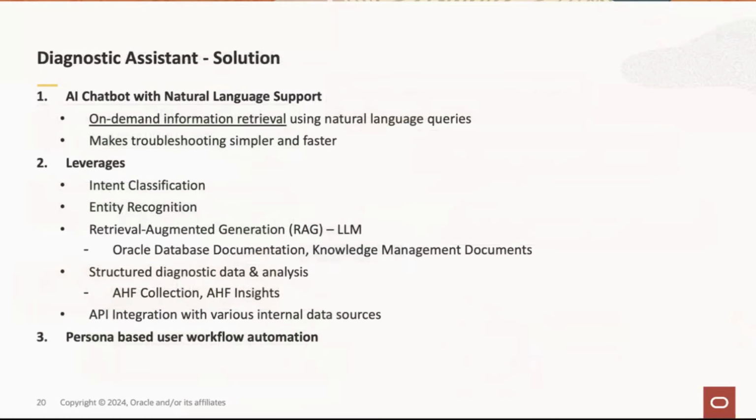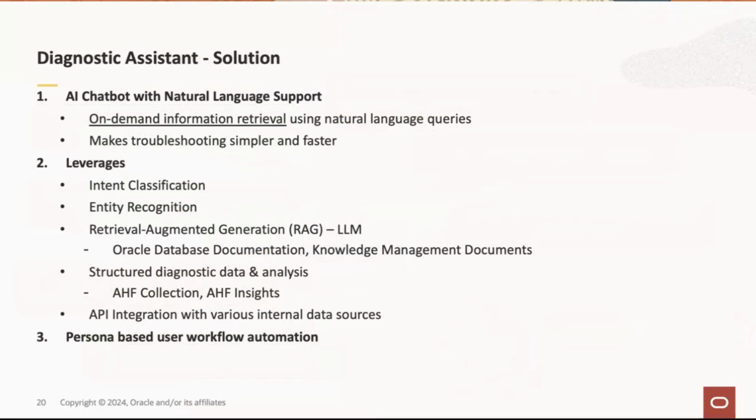So what we have devised and implemented is a diagnostic assistant, an AI chatbot which provides a natural language interface. With this assistant, the support person or DevOps person would be able to request the information and get it on demand. It helps make the support person's troubleshooting simpler and faster.